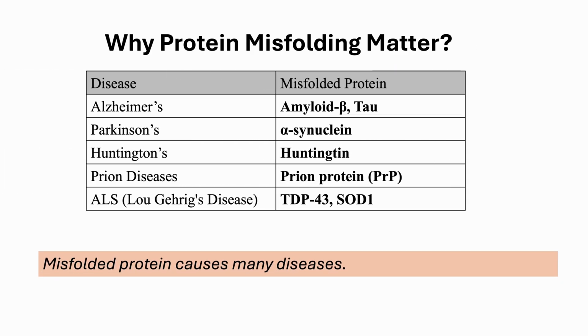So misfolded proteins are troublemakers, causing diseases like Alzheimer's, Parkinson's, and many more. From amyloid beta to tau, these proteins misfold and clump, leading to issues causing Alzheimer's disease. Parkinson's has alpha-synuclein clumps, causing issues, and ALS has TDP-43 issues.